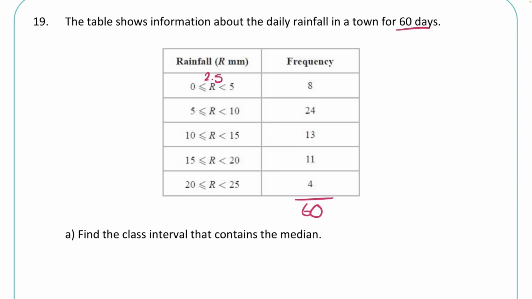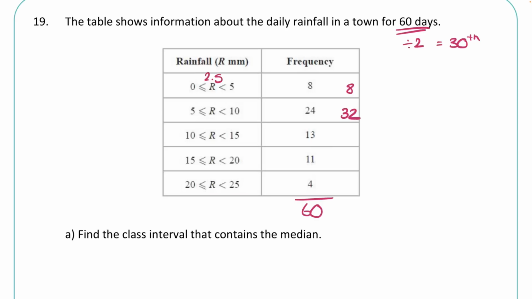So here, if there are 60 days, if we divide that by 2, we are looking for where the 30th day is. Now there is another statistical way of finding the median, however typically you can find the median here just by dividing by 2. It's normally a lot quicker to do. So here we have 8 at the start. By the time we get to this second category, 8 add 24 gets us to 32, which means that 30th day is in that category.